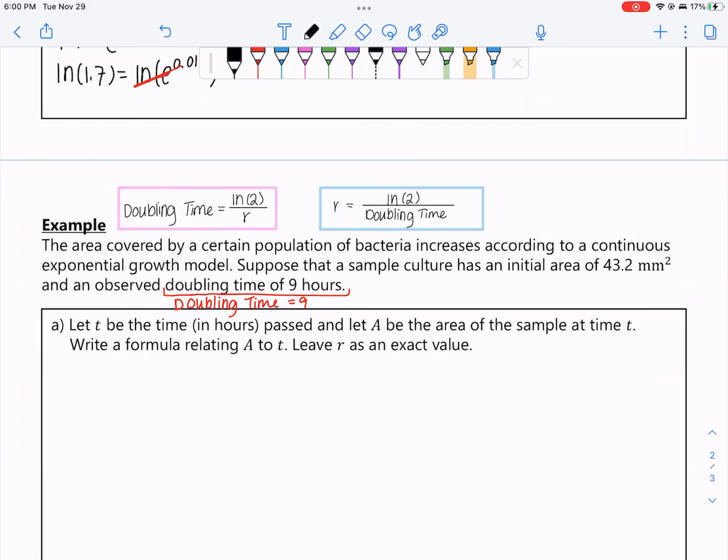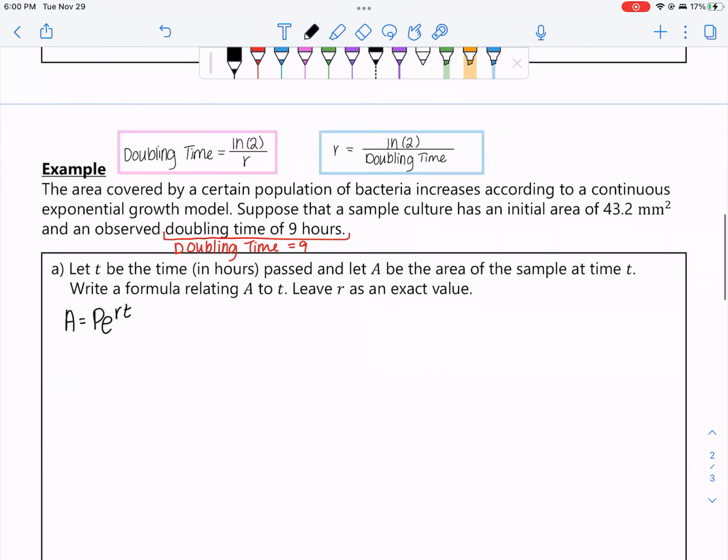and we're trying to find a formula relating a to t. Really what that's saying is we want this formula, PERT. And t is going to be unsolved for, as is a. We're looking to find p and r to plug into this formula, because then I'll have a formula. So essentially, in function notation, a of t is equal to this number, e raised to the r, and then t. So we're looking to fill in p and r.